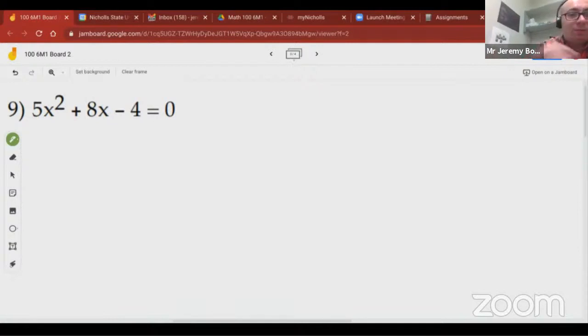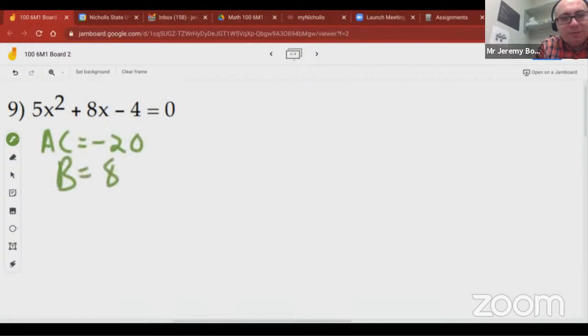So when I saw this one, I was like, well, let's try to factor it. AC is going to be 5 times negative 4, which is negative 20. And B is positive 8. So remember, I want two numbers that multiply to equal negative 20 and add to equal 8. I always think 5 and 4, but that's not going to work, right? So it's got to be something different. And then I thought, well, it's 2 and 10.